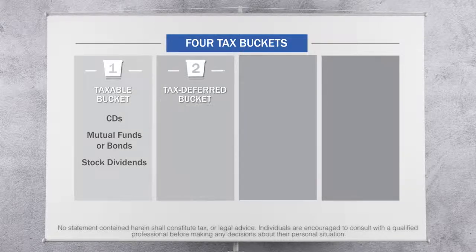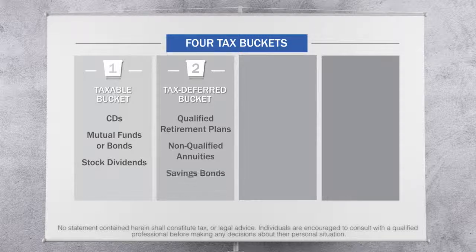Now, the second bucket is your tax-deferred bucket. Generally speaking, there are 3 primary vehicles that fall into the tax-deferred bucket. Qualified retirement plans, that's your 401ks, 403bs, 457s, IRAs, non-qualified annuities also fall into this bucket, as well as savings bonds. Those are all tax-deferred, so those are in that bucket.